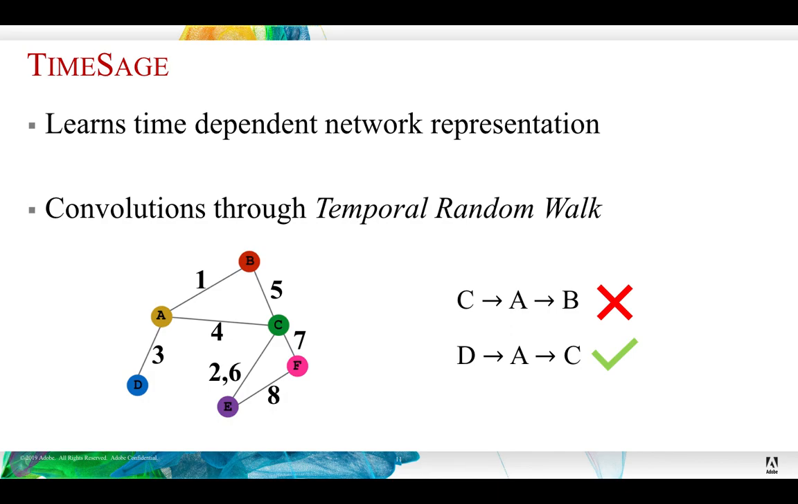In a dynamic graph, two nodes can have multiple edges between them and each edge has a timestamp for when two nodes have interacted. For example, if you look at the edge C and E, this has two timestamps associated with it, which means that these two nodes interacted at two different timestamps.